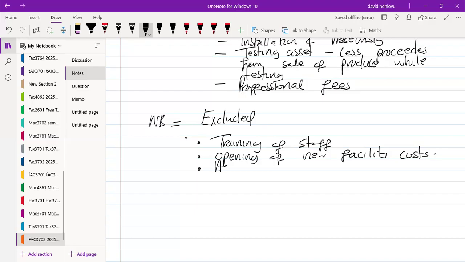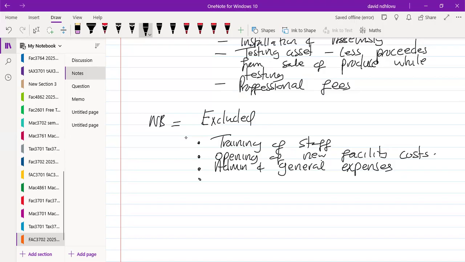Administration and general expenses, again, should not be added. These are excluded from the cost of the asset.